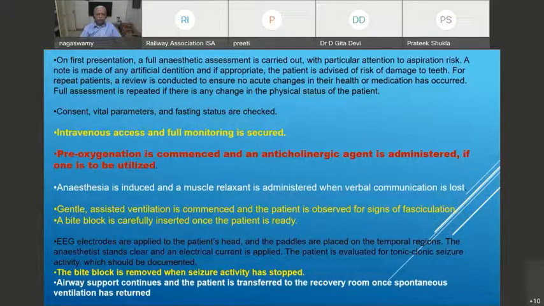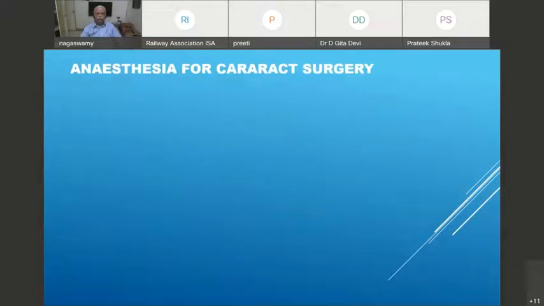Airway support should continue after the patient has stopped the seizures and is transferred to the recovery room once spontaneous ventilation has returned and is sufficient and is maintaining saturation normally in room air. Until such time, you have to take care of the patient. A warm drink or light meal is offered to the patient when appropriate. So within about half an hour to 45 minutes, when the patient is fully awake, you can offer them something to drink or eat because they have not had any severe inhalation anesthetic or anything like that.